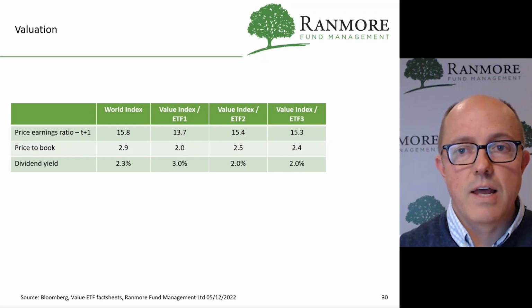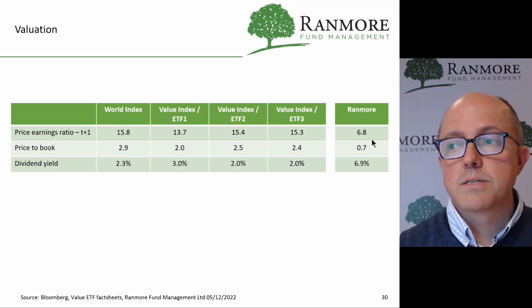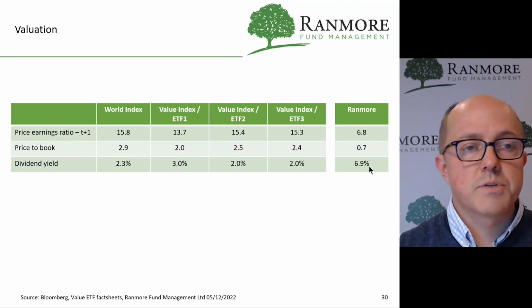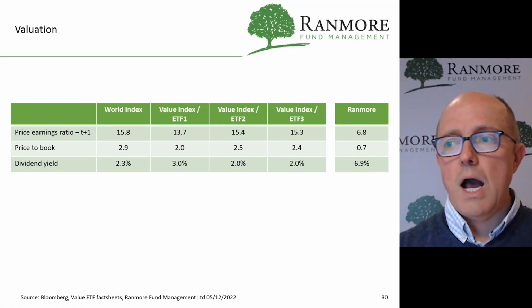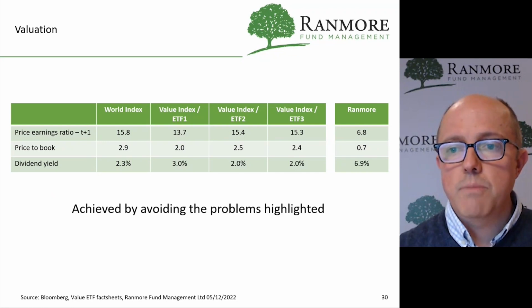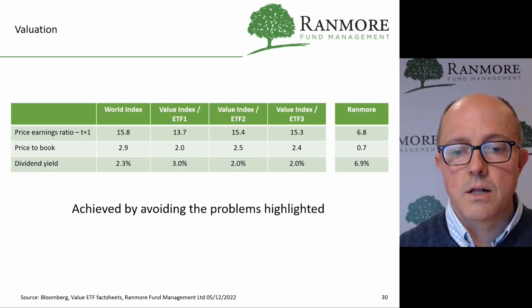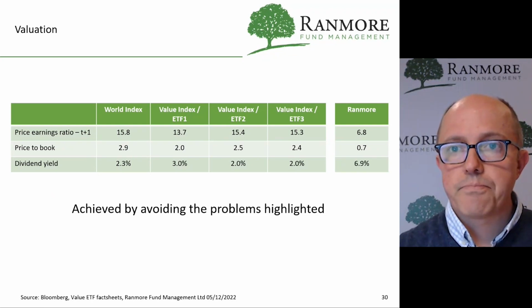So what are Ranmore's valuation metrics on the same basis? Well, our forward multiple, on a weighted average basis, is 6.8. Price to book is 0.7. Our dividend yield is nearly 7%. Substantially better value than many of these value indices, we would argue. And the question is, how have you managed to achieve a portfolio of companies that are so much cheaper? By avoiding the problems that we've highlighted. We unsurprisingly don't have United Health, we don't have Procter & Gamble, we don't have Amazon, etc.